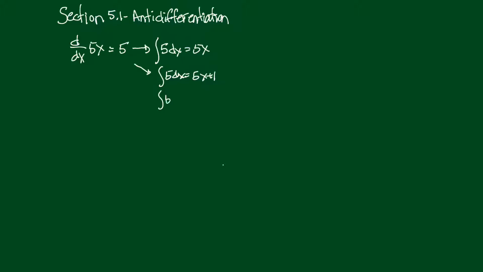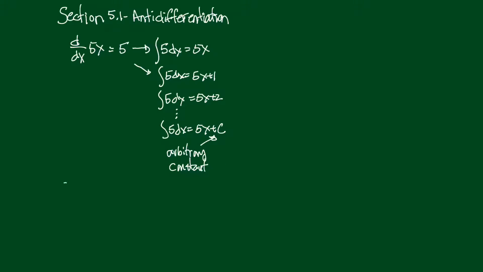The antiderivative of 5 with respect to x could have been 5x plus 2. In fact, when we differentiate, those constants just become 0. So I could put any number at all I want out there. So we could write this: the antiderivative of 5 dx is equal to 5x plus c, where c is called just an arbitrary constant. Could be any number at all.